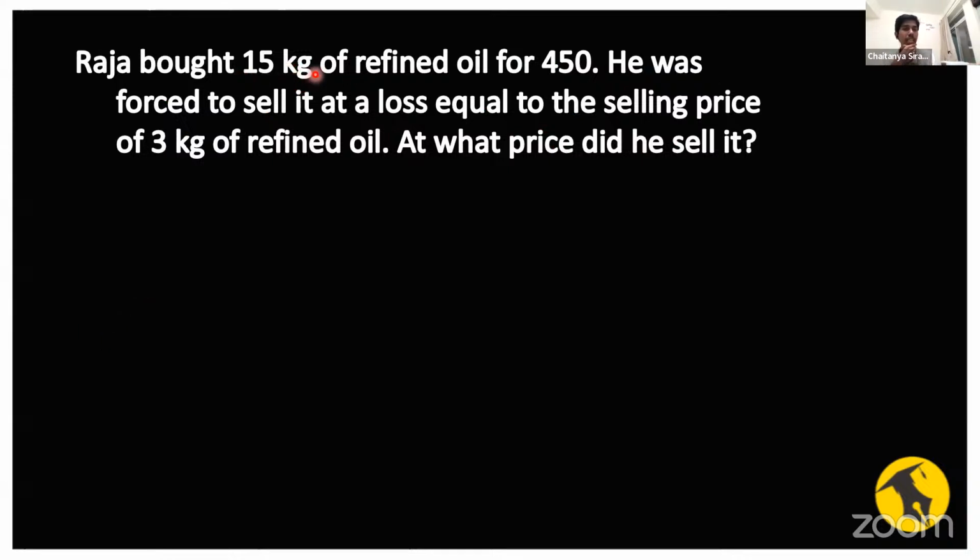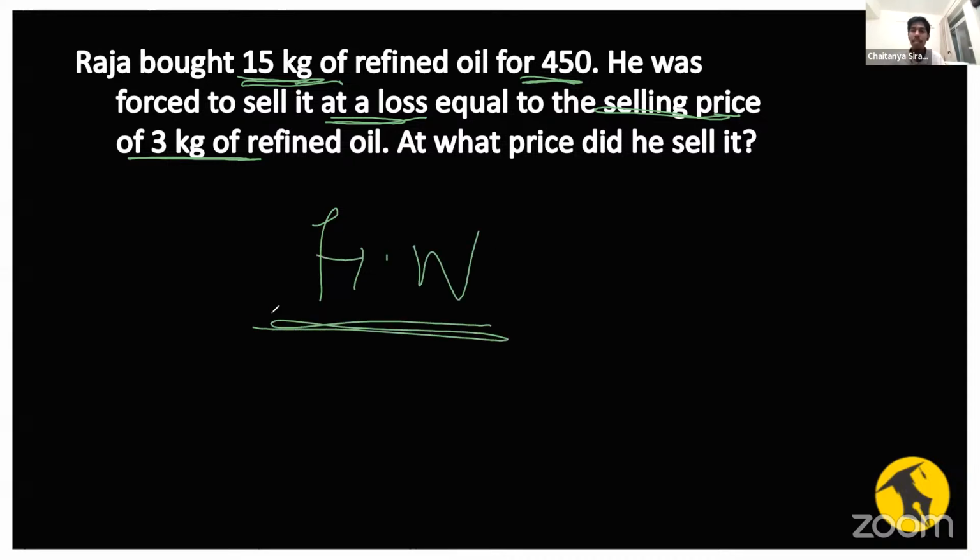Raja bought 15 kgs of refined oil for 450. He was forced to sell it at a loss equal to the selling price of 3 kgs. Okay, fine. This is a little difficult one, more related to PNL, so we will do it later on. Let's skip this question for a while. If you want to try it, you can try it as homework, just to try out if you know PNL well. I'll be covering PNL again in a dedicated class, so don't worry.